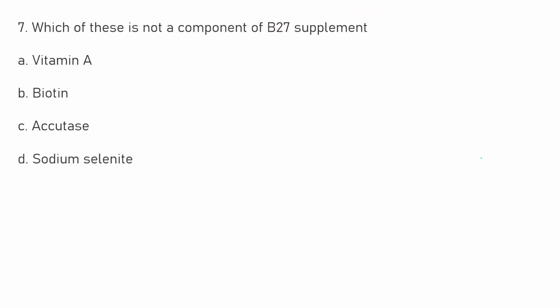So moving to the next question. Which of these is not a component of B27 supplement? Vitamin A, biotin, accutase, or sodium selenite? Please answer if you know the correct answer.